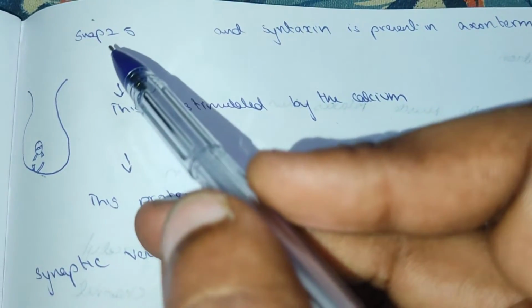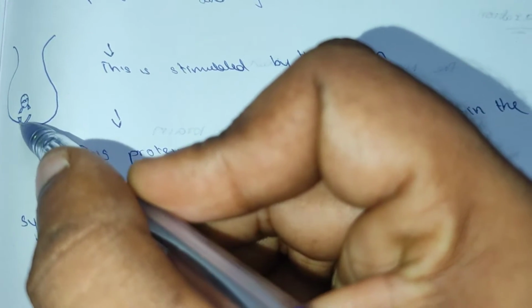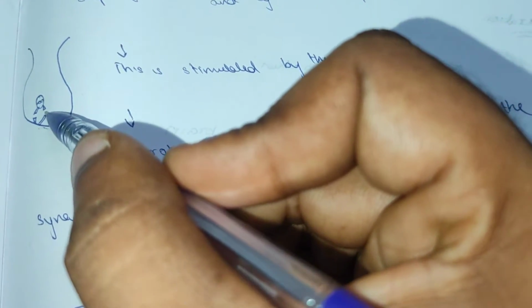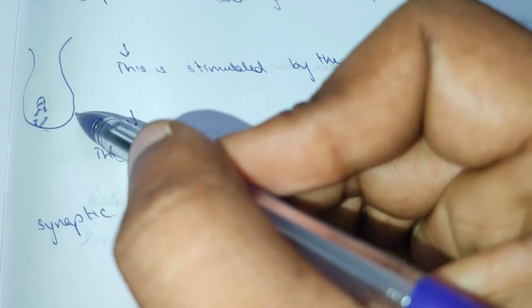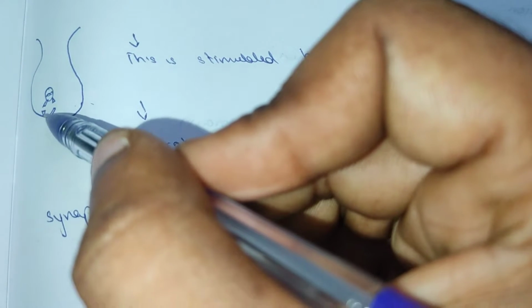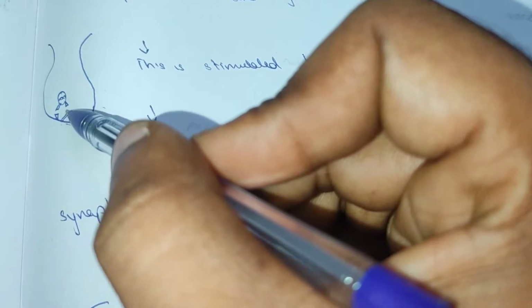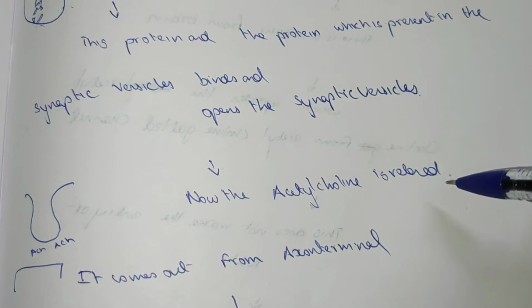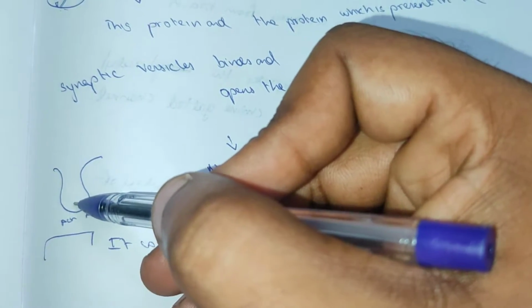SNAP25 and syntaxin are present in the axon terminal. In the axon terminal there are two protein structures which are known as SNAP25 and syntaxin. These both bind together due to the entry of the calcium. I have already said that the calcium enters through the channel, so the synaptic vesicle protein and the axon terminal protein join together and release the acetylcholine outside. Now the acetylcholine is released and it comes out of the axon terminal to the synaptic cleft.